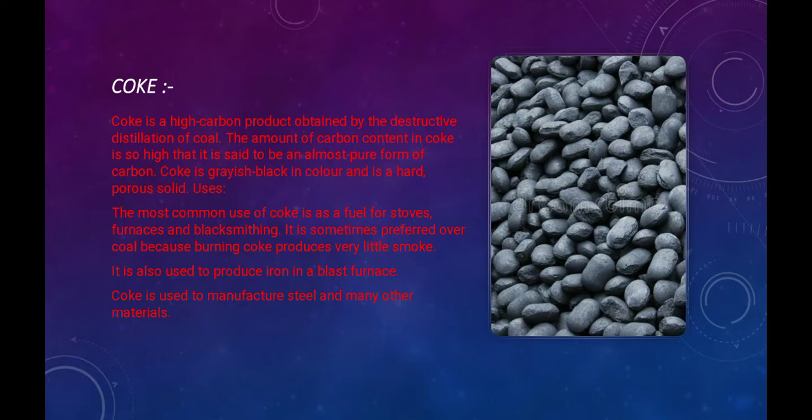It is so high that it is said to be an almost pure form of carbon. Coke is glassy, black in color, and is hard, porous and solid. Uses of coke: the most common use of coke is as a fuel for stoves, furnaces and blacksmithing. It is sometimes preferred over coal because burning coke produces very little smoke. It is also used to produce iron in a blast furnace. Coke is used to manufacture steel and many other materials.